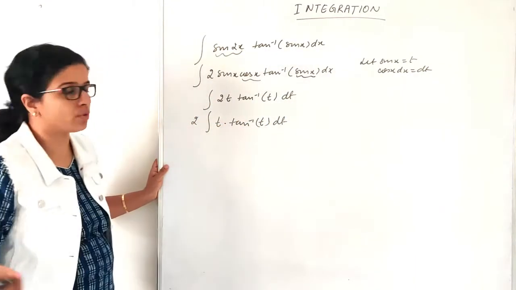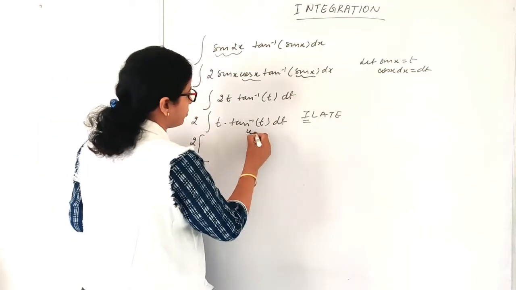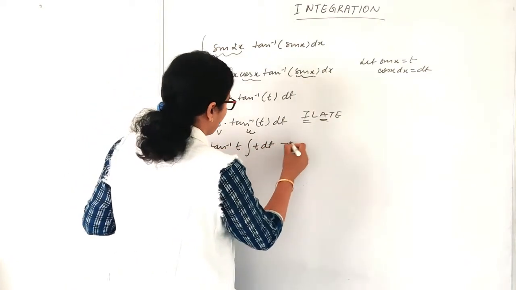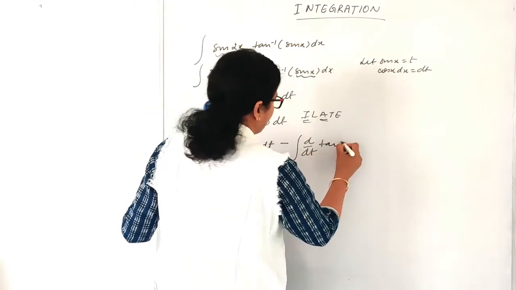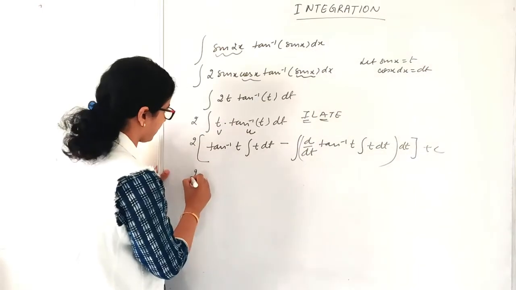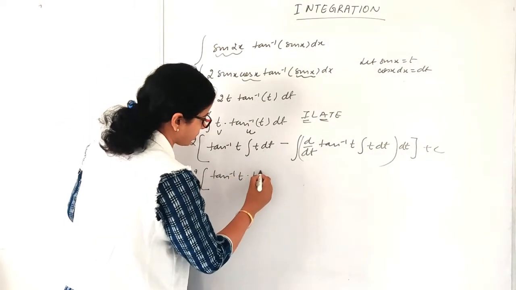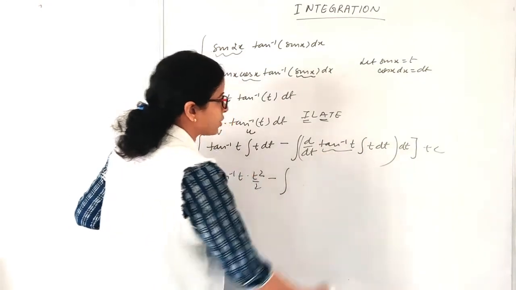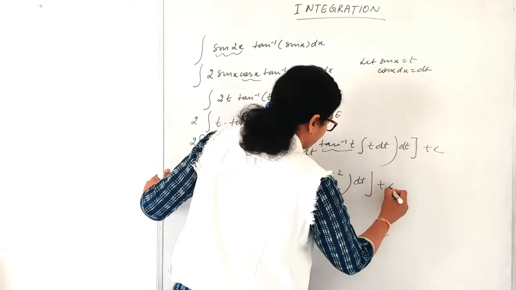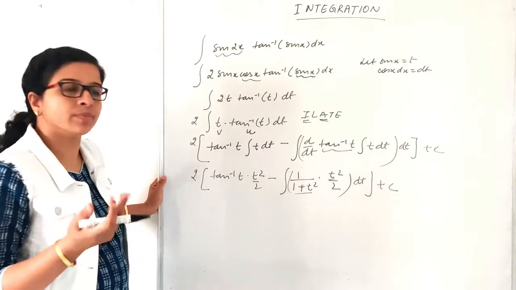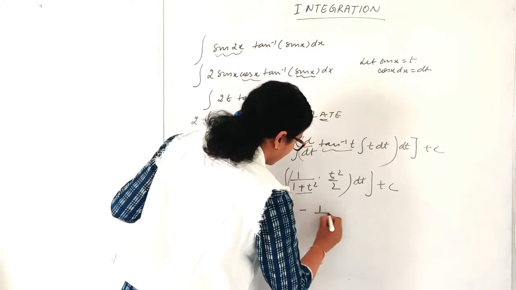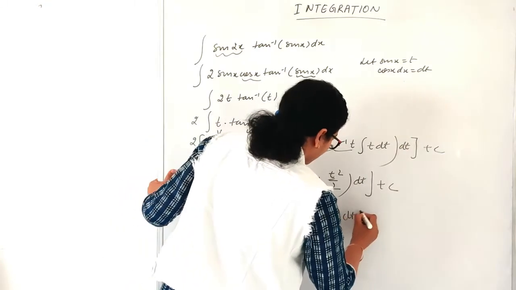Now we can use our UV rule. So what will it be? Inverse first, then algebraic: tan inverse t times integration of t dt minus integration of the differential of tan inverse t times integration of t dt whole integration, plus c. This will become t square by 2 minus, what is the differential of tan inverse t? 1 upon 1 plus t square, times t square by 2 dt plus c. Now again the numerator and denominator degree is the same. So again we'll take 1 by 2 outside. You will be left with 1 minus 1 upon 1 plus t square dt plus c.